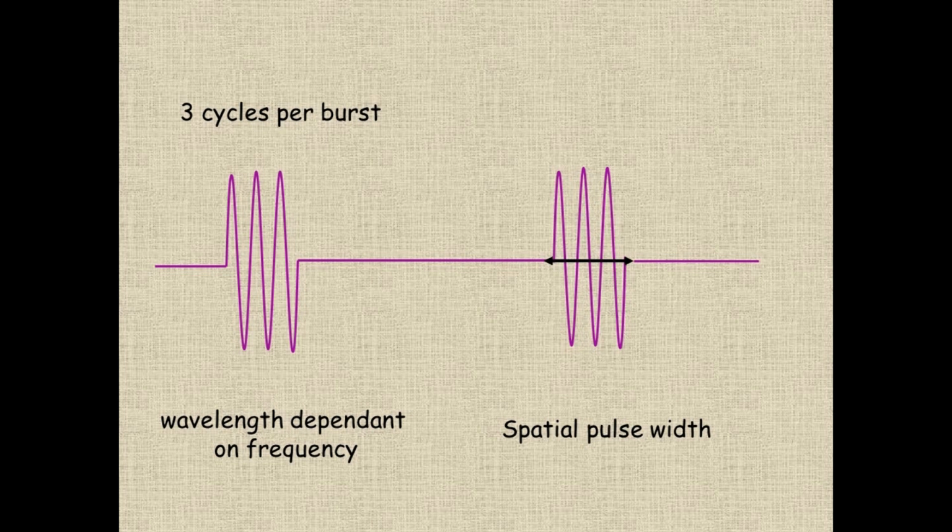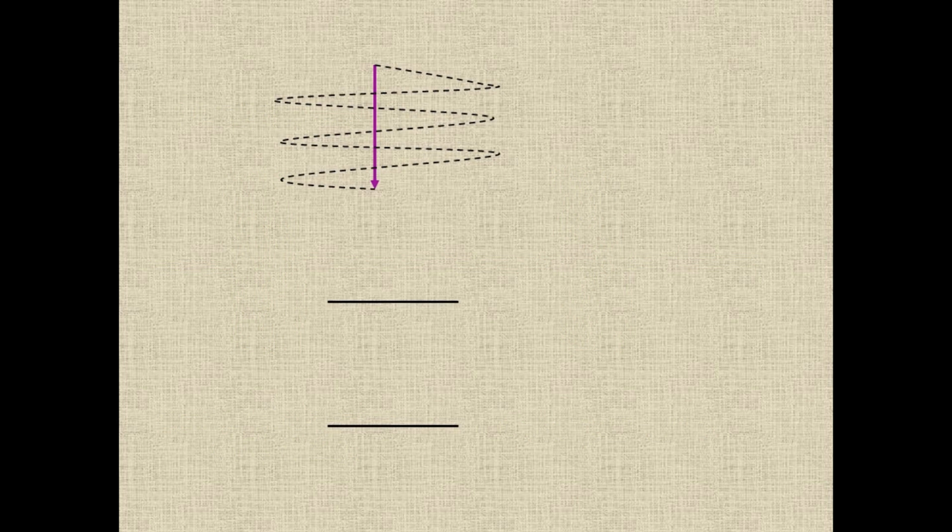If you have so many cycles at such and such a frequency, then that will actually occupy a physical space within the tissues, and that is referred to as the spatial pulse width, which is symbolized by the black double-headed arrow on the right-hand diagram. The spatial pulse width is critical in axial or vertical resolution, and here we see a 3-burst ultrasound cycle with a fixed spatial pulse width approaching 2 different reflectors.